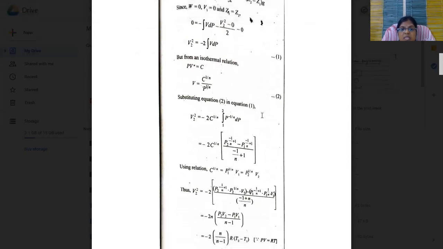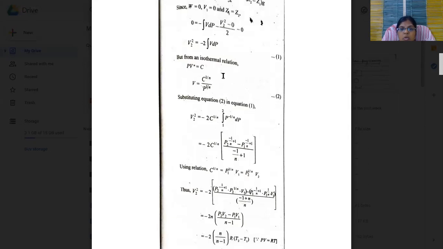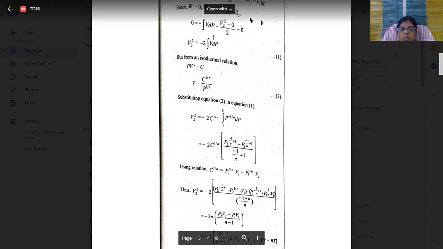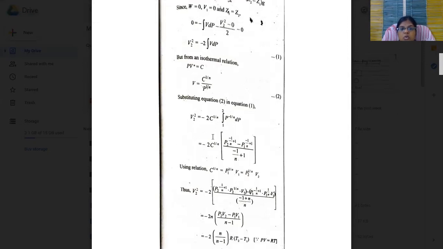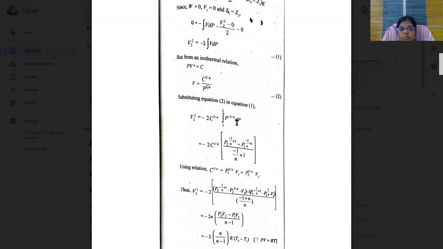Okay, and this v value is equation 2. We can substitute equation 2 into equation 1. So here we put the v value. What we get: V2 square is equal to minus 2 into C^(1/n), integral of P^(-1/n) dP from 1 to 2.